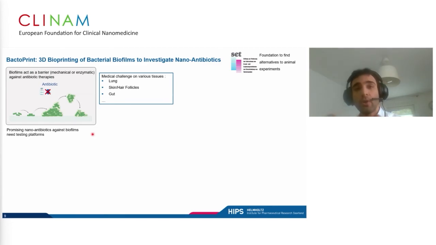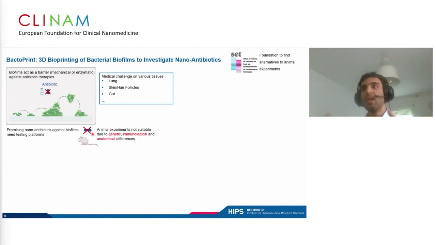These biofilms are not really growing like in vivo on the epithelial barrier. Now they are growing in the alginate beads. Other drawbacks, as mentioned before, are again genetic, immunological, and anatomical differences. Again, basically the same problems. So what we really desire, what we require, are good in vitro alternatives.